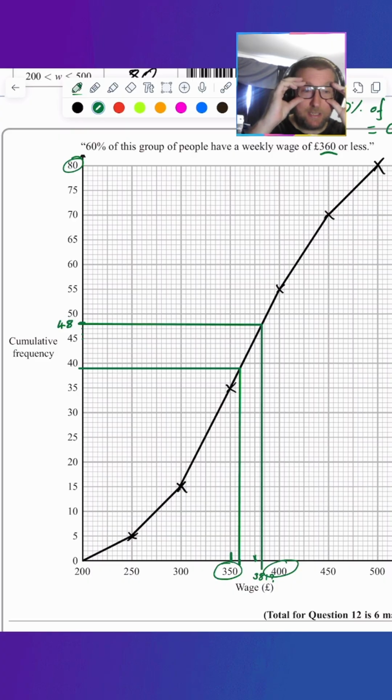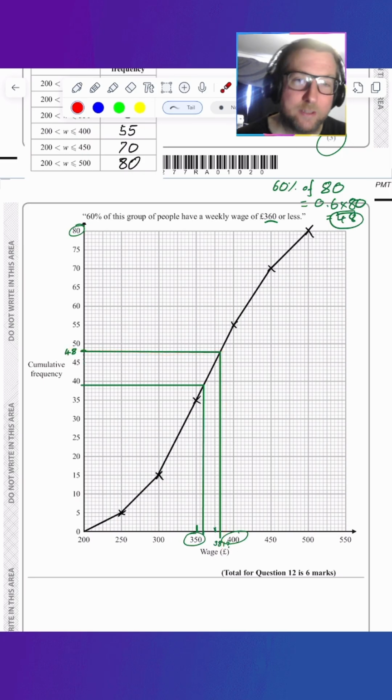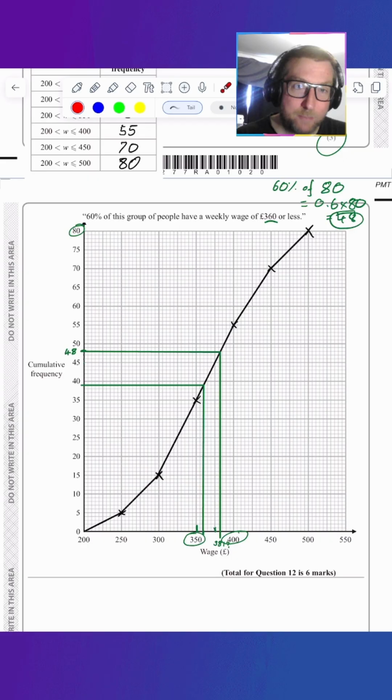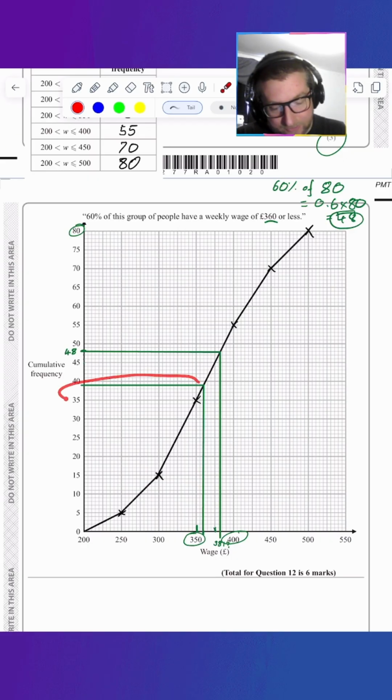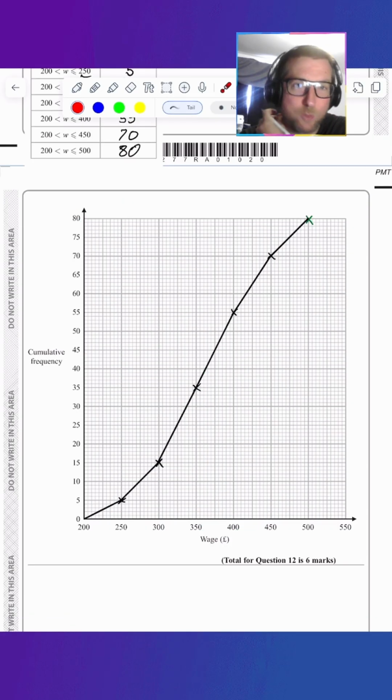But we're not going to get 3 marks just from this line alone. That is our working though. Either this line, finding what 60% of people is, or this line, finding what percentage of people earn 360. You're often asked to talk about the quartiles.